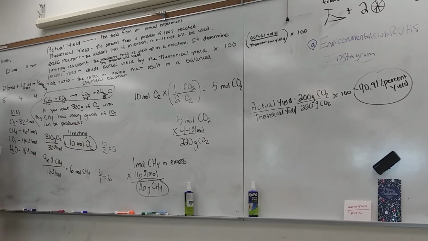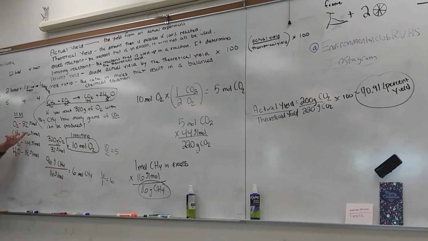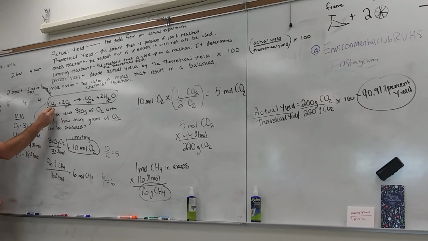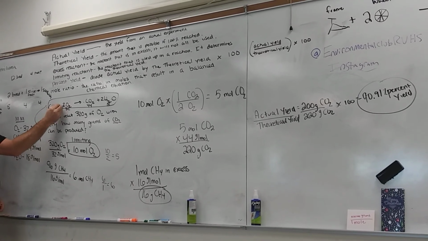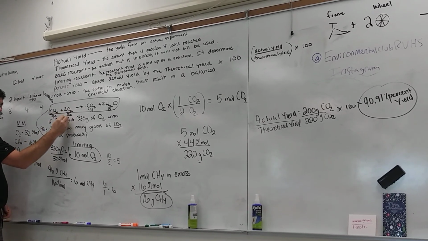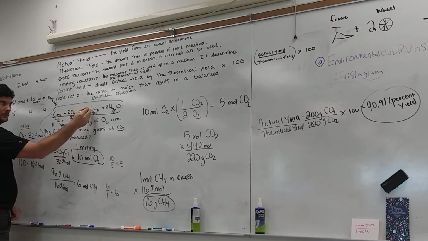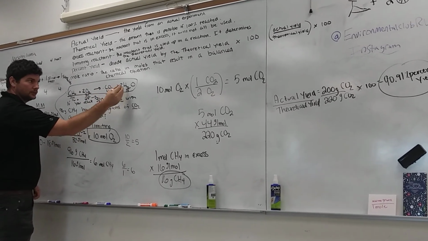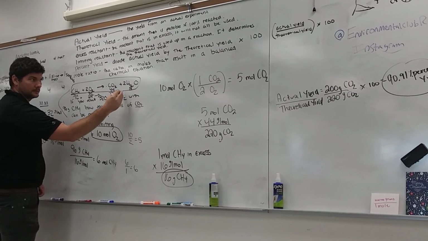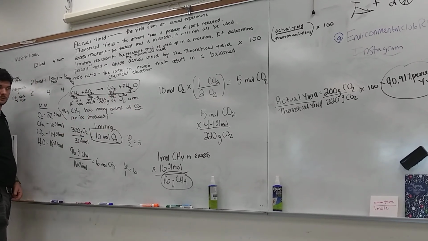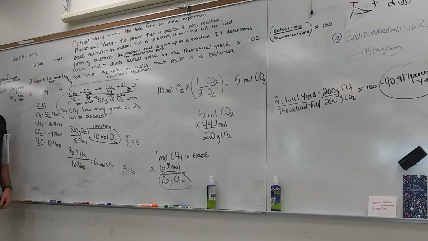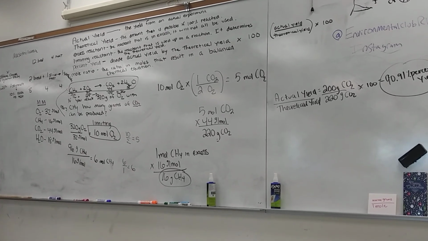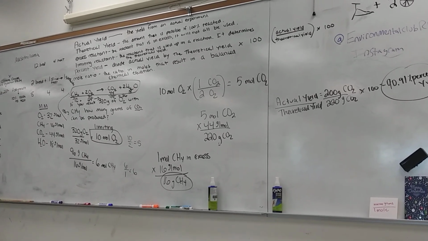So check this out. On the left-hand side, 1 times 16 is 16. 2 times 32 is 64. 1 times 44 is 44. 2 times 18 is what? They literally add up to every atom. They will always add up, and that's why stoichiometry always works.